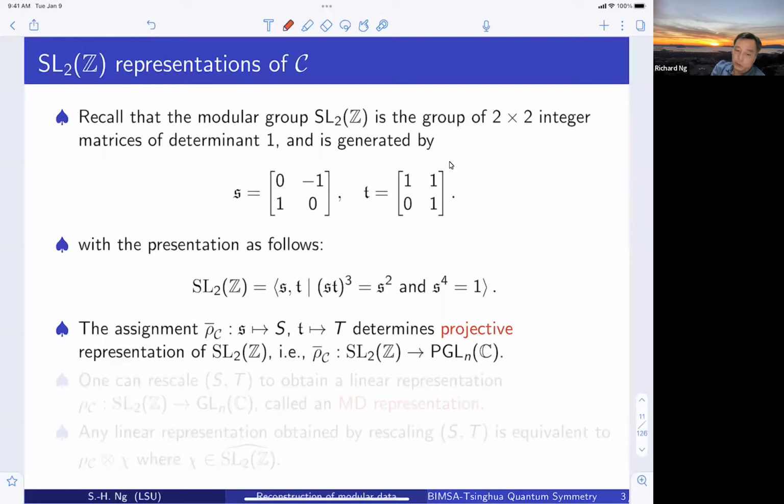Once you have a modular tensor category, you can write down the S and T matrices. You can make the assignment.